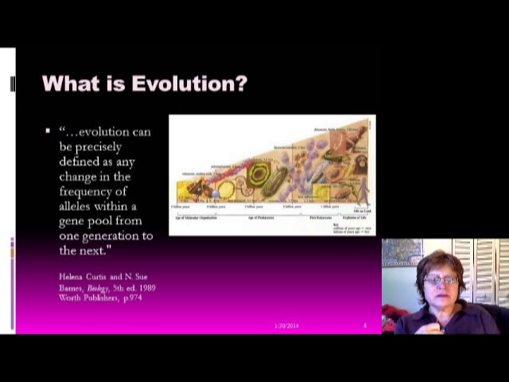I copied the definition of evolution from Helena Curtis and Sue Barnes from a biology book. They say that evolution can be precisely defined as any change in the frequency of alleles within a gene pool from one generation to the next. So this is just a definition. And now we're going to go back to the history of evolution. We're going to talk about who taught what when, and you will have to know these scientists.